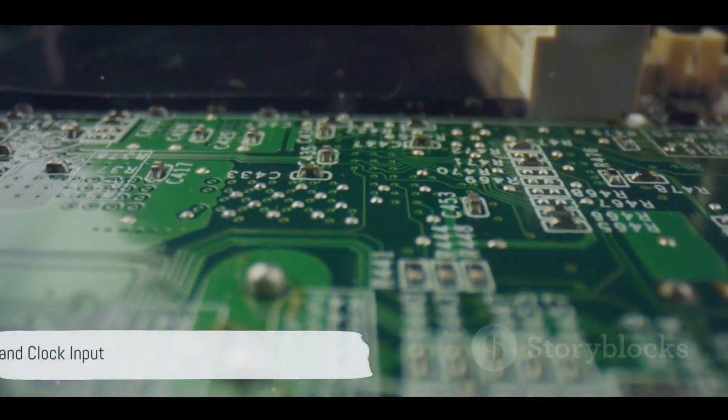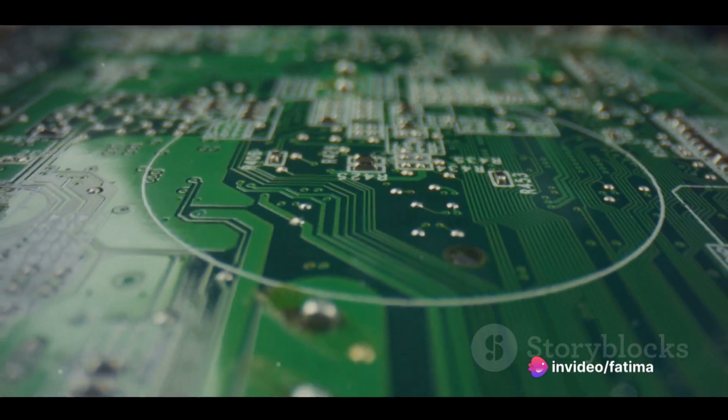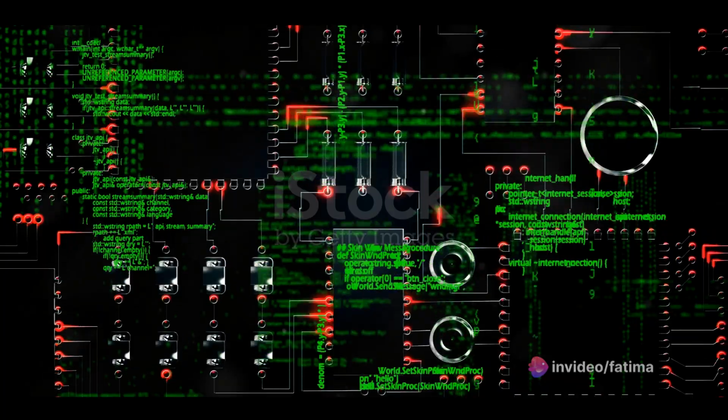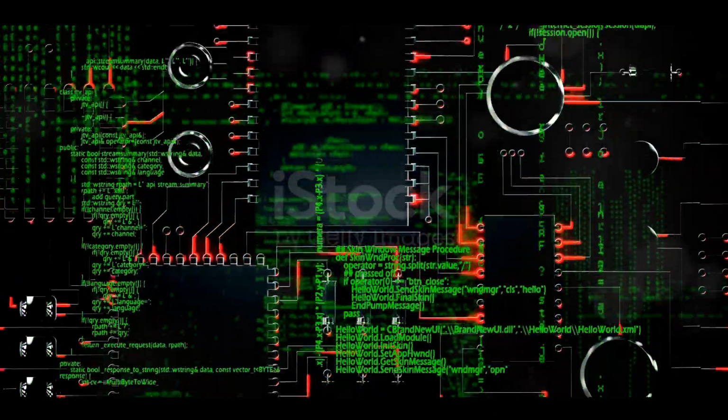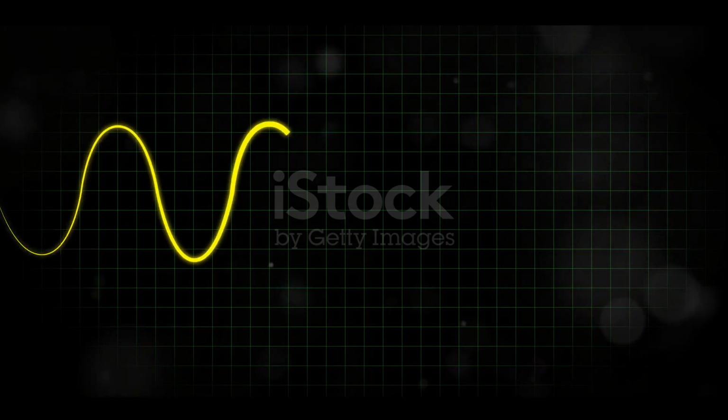The D input is where we feed our data, which can be either a 0 or a 1. The CLK input is a bit special. It acts like a trigger. When the clock input changes from a 0 to a 1, which we call a positive edge, the D flip-flop takes a snapshot of the data input.